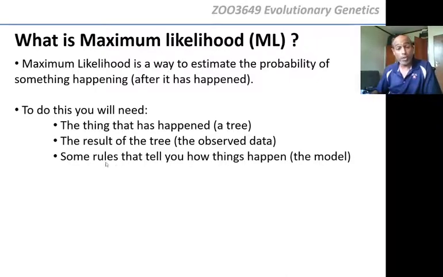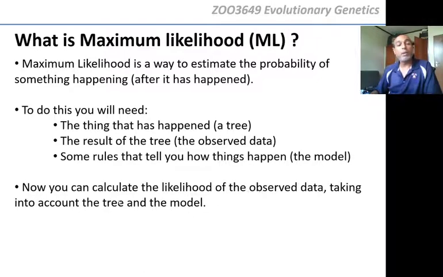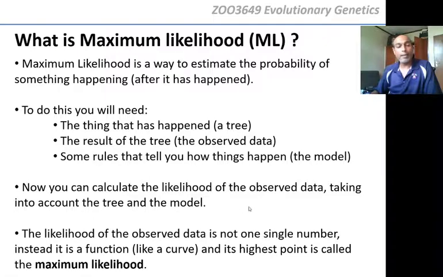Okay? And those rules that govern how things happen is what we call the model. All right? And you only need those three things. And we can calculate the likelihood of the observed data taking into account the tree and the model. All right. So the likelihood of the observed data, based on the observed data, in other words, the DNA sequences, many different trees have a likelihood, right? All trees have a likelihood, to be honest, right?